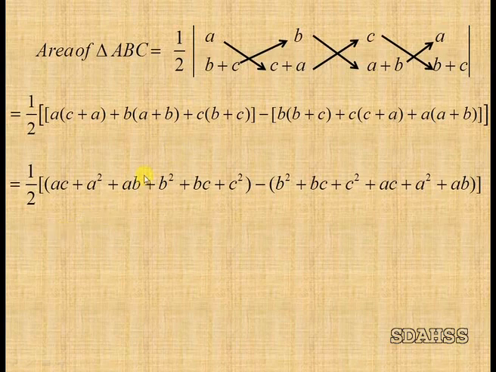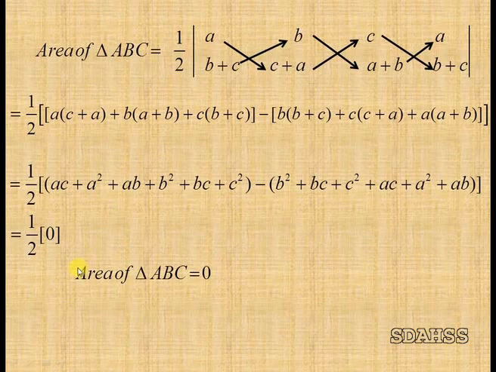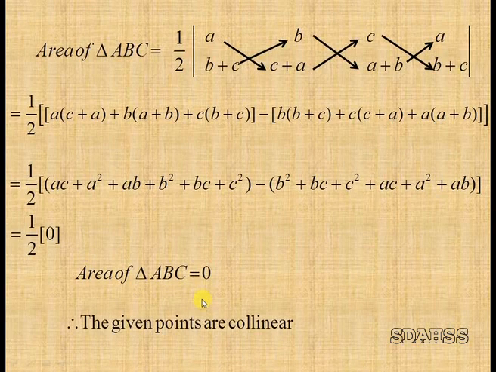Then cancel. Here fully cancel: a square, b square, c square. Look at these terms: a square, b square, c square, ac, ab, bc, ac, ab, bc, ac. This is plus, this is minus. So fully cancel, so this becomes 0. So half into 0, 0. Area of a triangle is equal to 0. So therefore the given points are collinear.